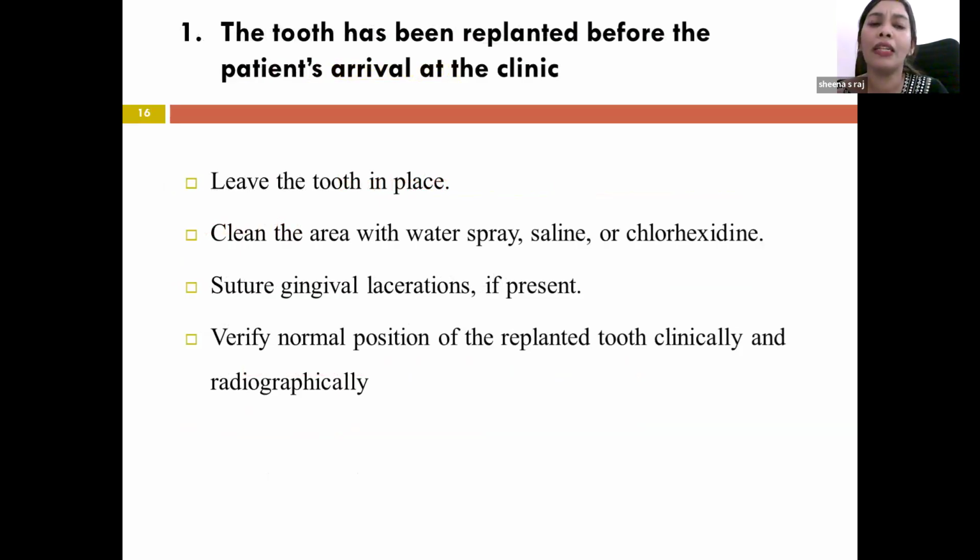First of all, when the tooth has been replanted before the patient arrives at the clinic, what do we do? Leave the tooth in that place. We have to clean that area with the help of water, saline and chlorhexidine. And if there is a gingival laceration, we have to suture that area and always verify the position of the replanted tooth by giving a bite, both clinically as well as radiographically.